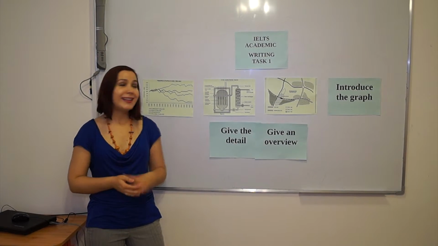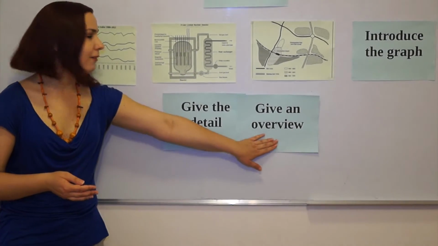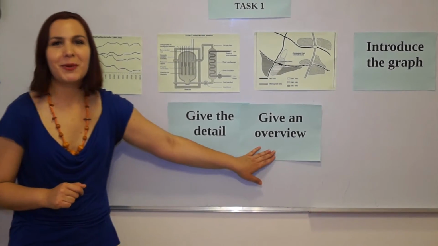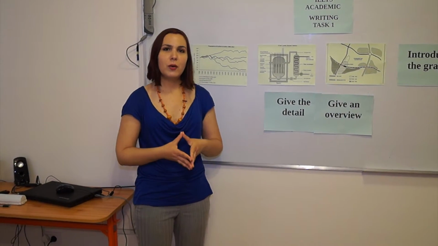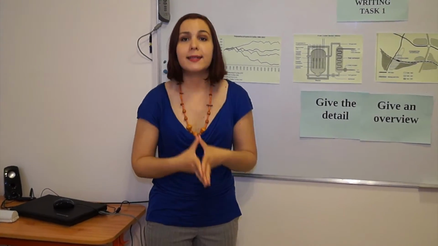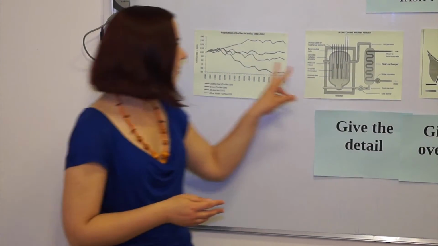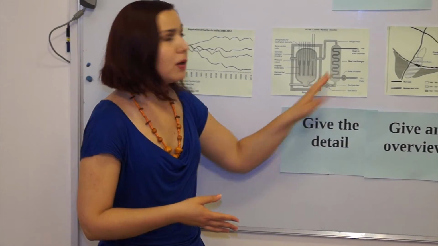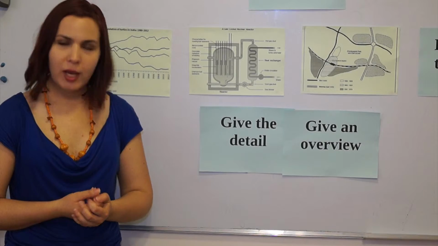And that's where the next step comes in. You have a choice. Give an overview or give detail. Which one would you start with? Of course, give an overview. After you've introduced the graph, exactly what it shows, you want to provide some analysis on it. And that's the heftiest part of your text. Giving the overview means that you discuss the most obvious trends, the most important processes, the most visible changes.